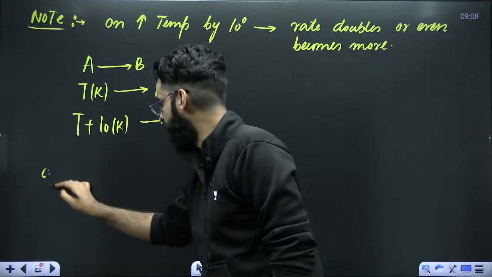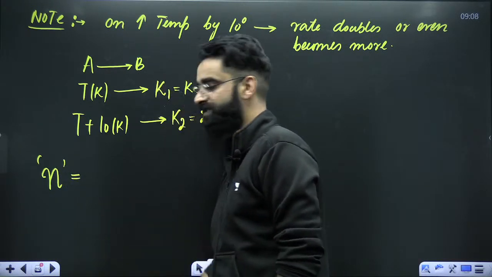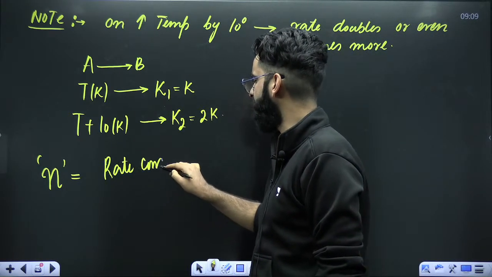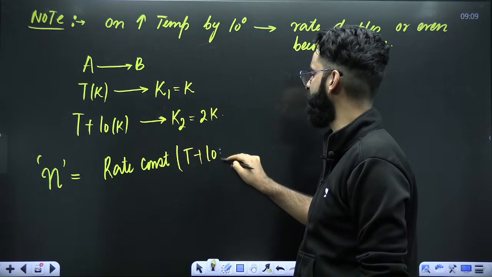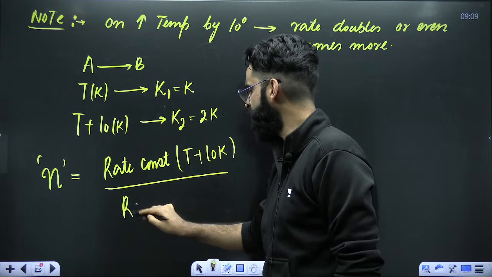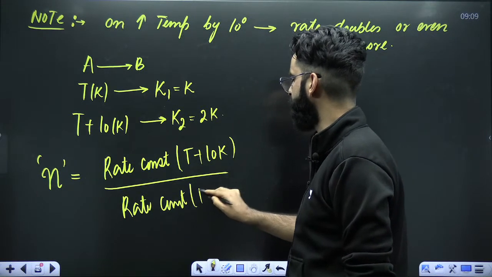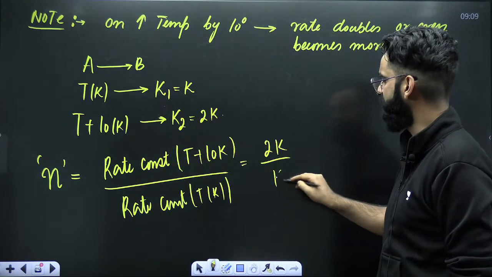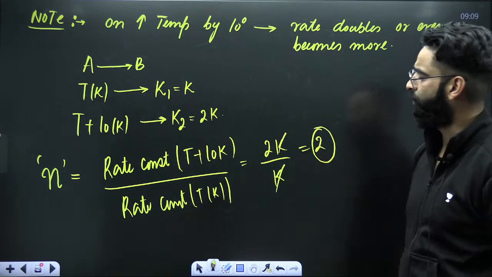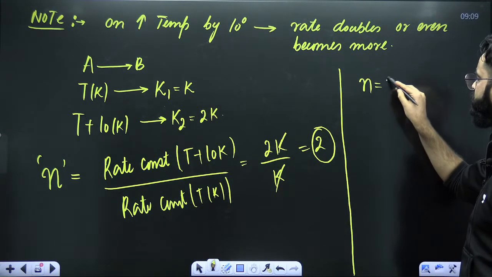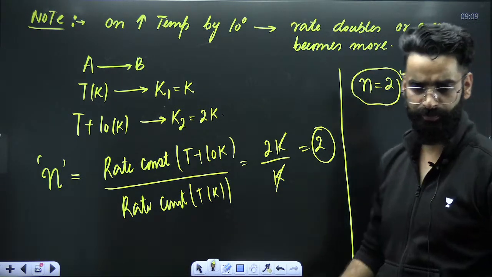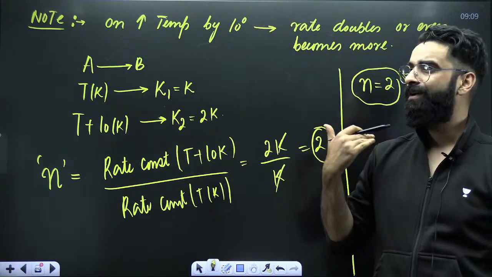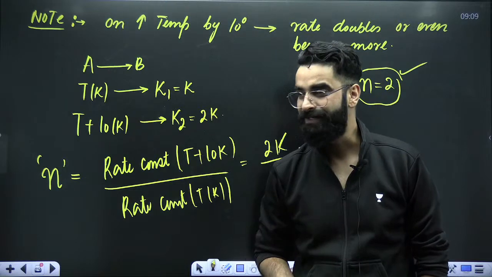My dear students, I'm defining a term, temperature coefficient, which I'm representing with N. Temperature coefficient is nothing but the rate constant of the reaction at temperature T plus 10 Kelvin divided by the rate constant of the reaction at temperature T Kelvin. This particular term is 2 times K and this particular term is K. So K cancelled, the value came out to be 2. So the temperature coefficient of the majority of the reactions will be 2.